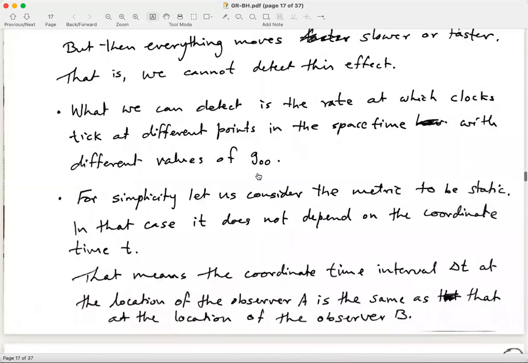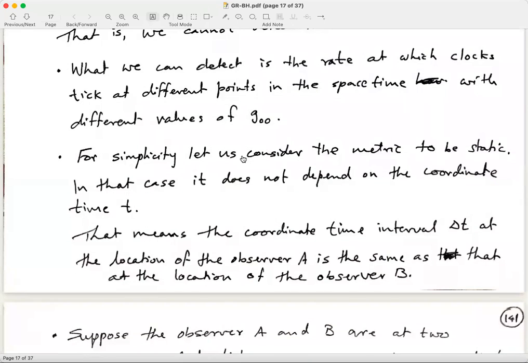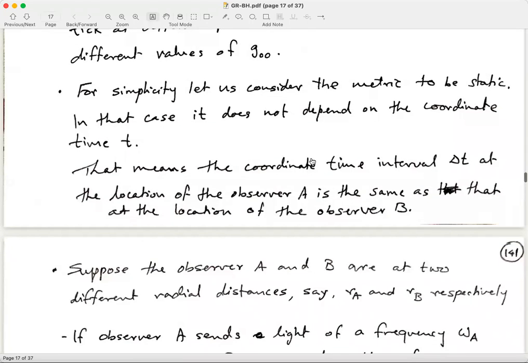So to do that, let's take a simpler case. It's not necessary, but for illustration, it is simpler, and that is to take the metric to be static. That is, the metric has no explicit time dependence. Therefore, the coordinate time intervals defined at the location of observer A and at the location of observer B would be the same.